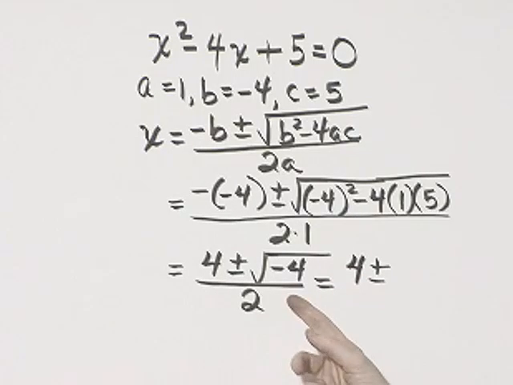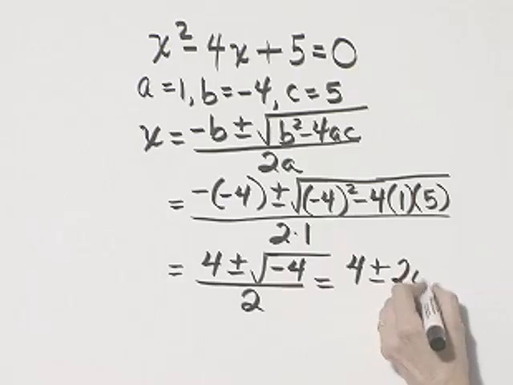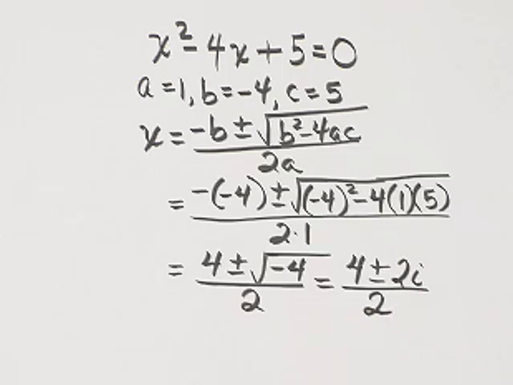Now this is a square root of a negative number. If you did not cover complex numbers, you will want to skip this exercise and go on to the next exercise. But the square root of -4 is 2i, and that's all over 2.